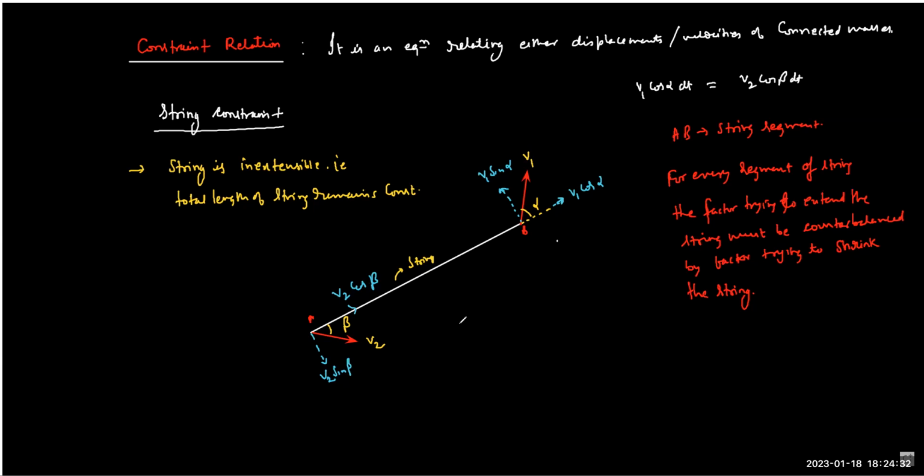So here the condition is simple. What is the constraint relation here? V1 cos alpha is V2 cos beta. Is this clear? Is this clear, guys? Tell me yes or no. Yes, sir. Okay.